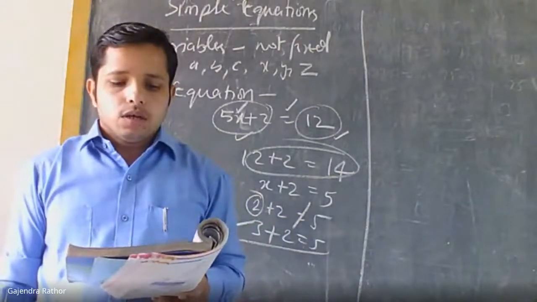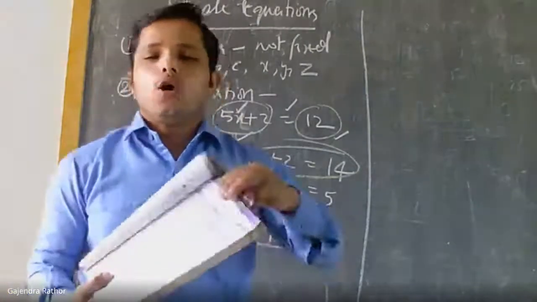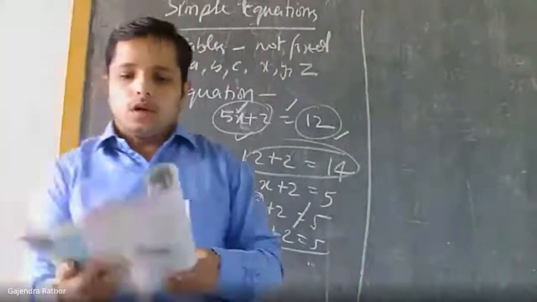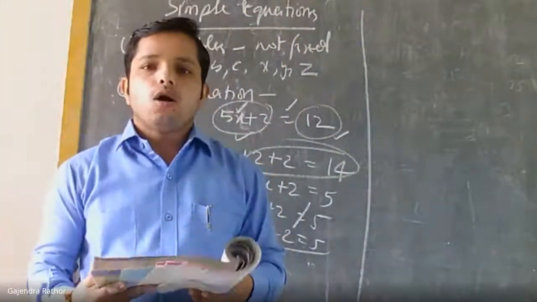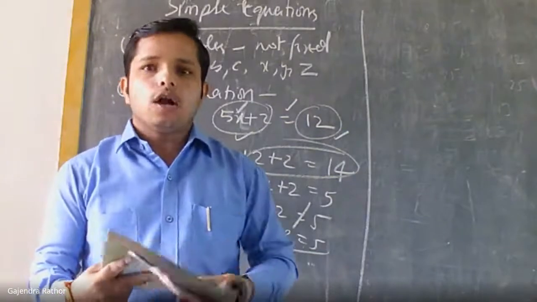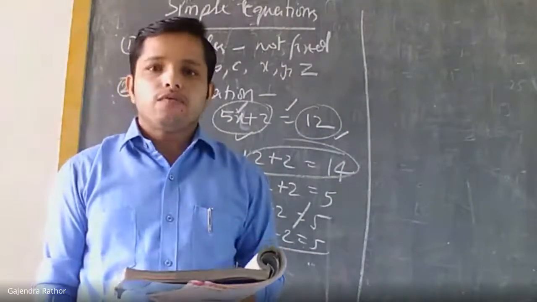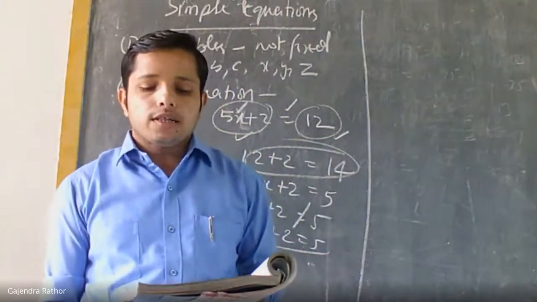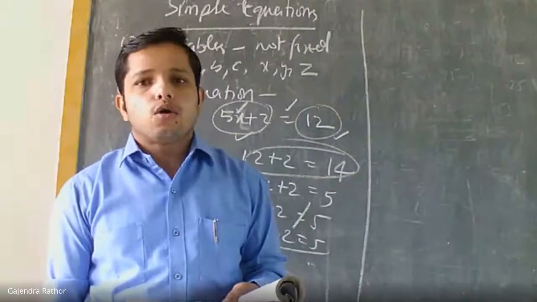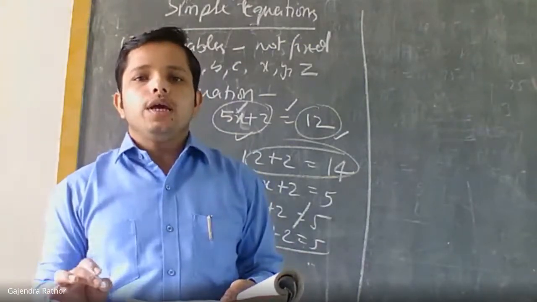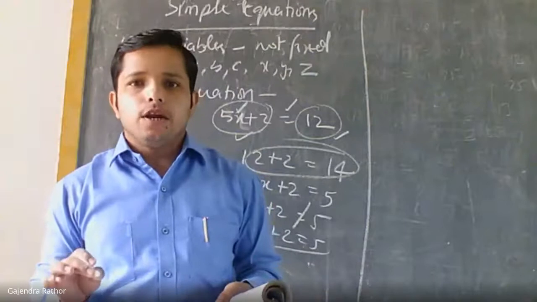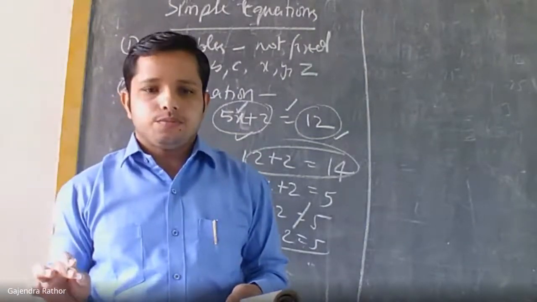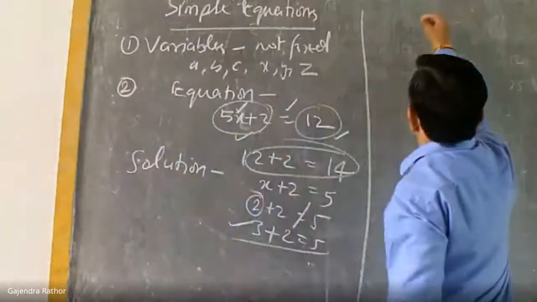Exercise 4.1. First question. In this question, one table is given as you are seeing. In the second column, one equation is given, in the third column one value is given. In the fourth column we have to write whether the equation is satisfied, yes or no. We only have to check by the given value whether the equation is satisfied or not. Just let's see.